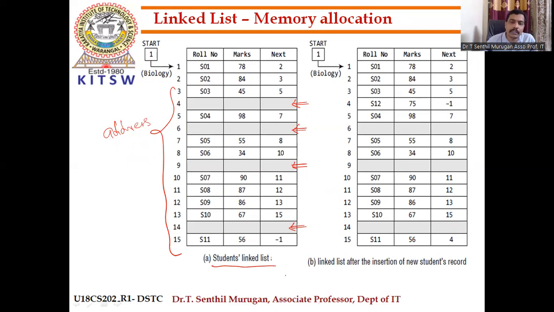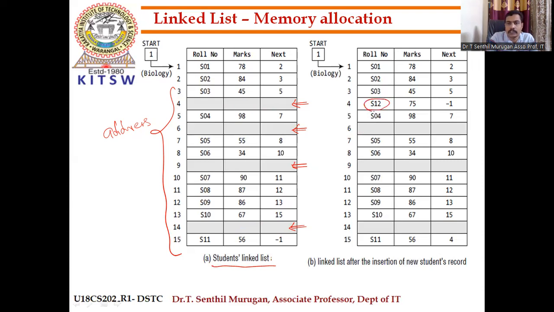This example especially shows the student mark list in the first diagram. In the second diagram, we want to insert one more student, and we have inserted it. Here the fourth location is free memory space. Then the fourth place is allocated to the last student, S12.